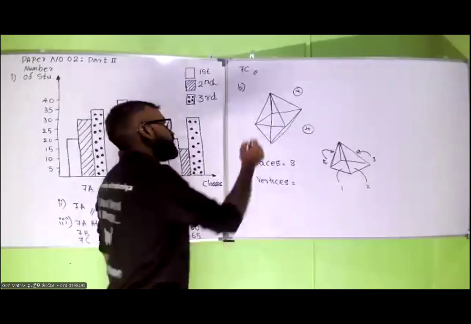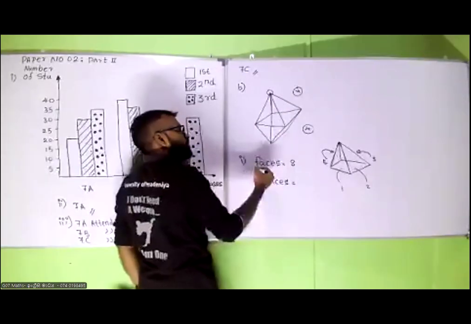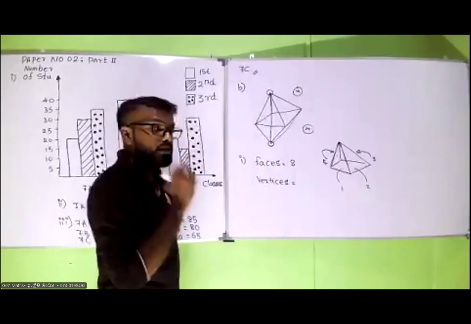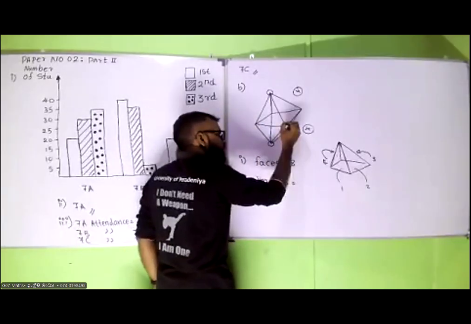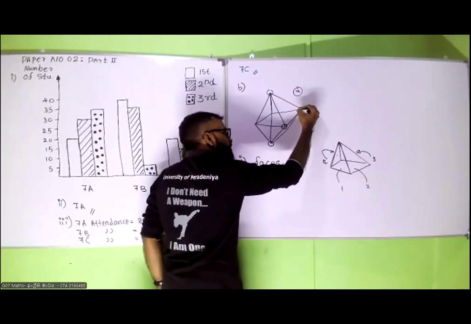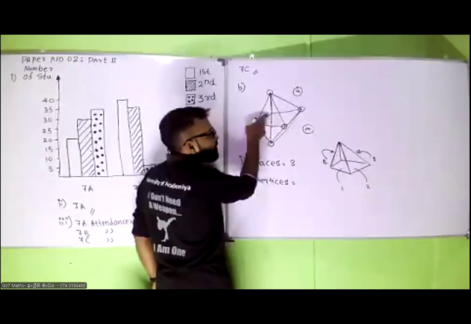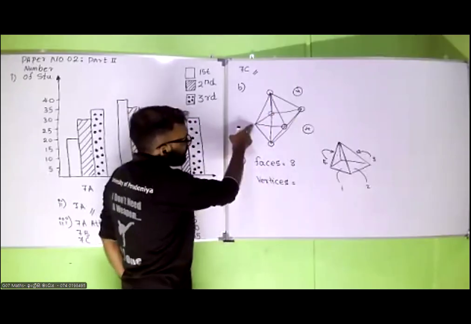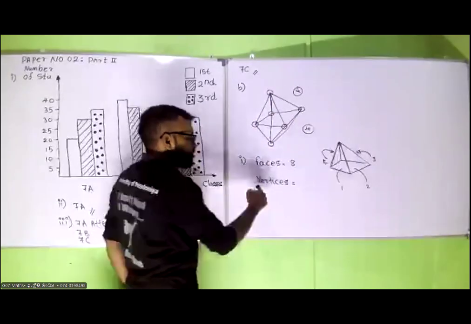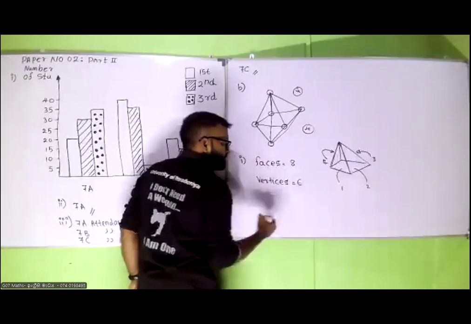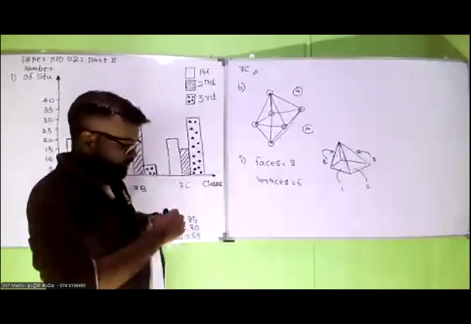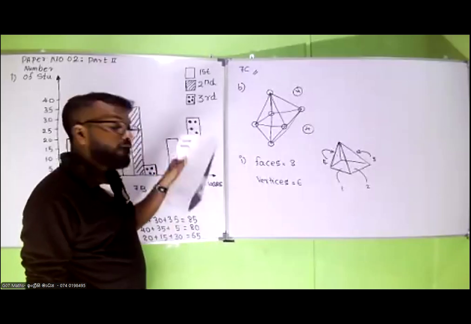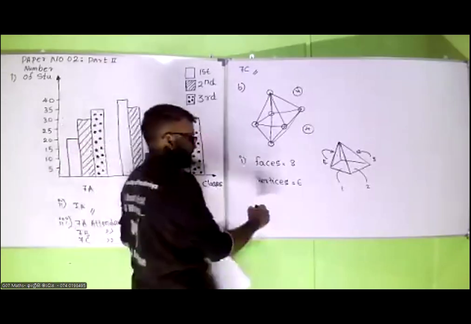Now, this is the first one. And I will take this as the second one. Now we have 2 vertices. And here we have another one, 3. Here we have another one, 4. Here we have another one, 5. Here we have another one, 6. Total vertices, 6. Six vertices are there. Right, okay. Now let's count the number of edges.